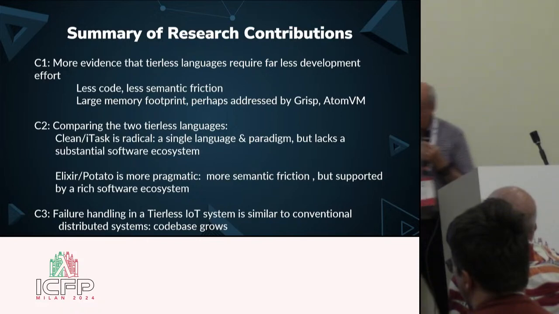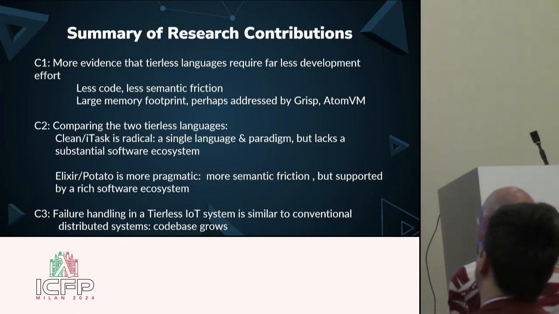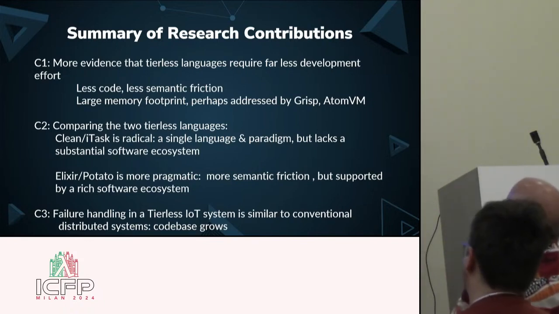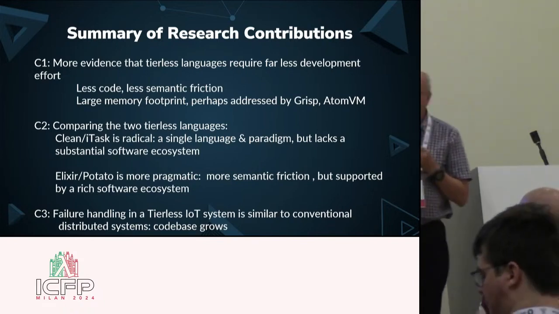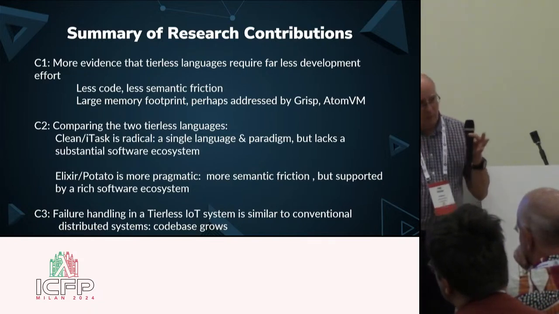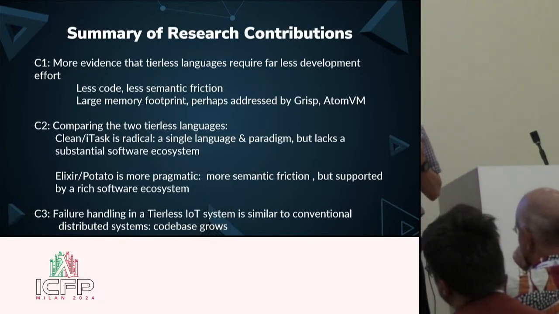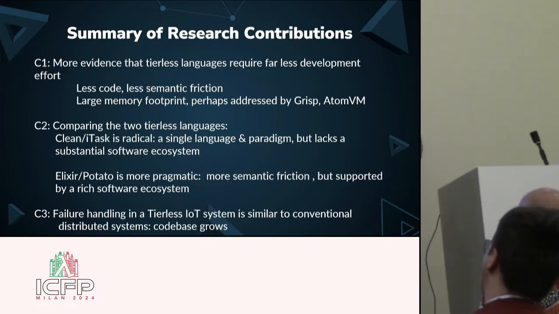Maybe I should do it slowly. Would you like it slowly or fast? We think there's more evidence here that tierless languages make developing IoT systems much better and far more likely correct and possibly even secure. If your communication has been automatically generated, perhaps there's fewer chances for bad things to happen.